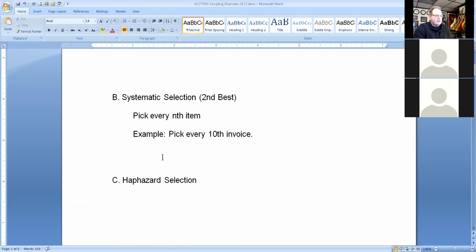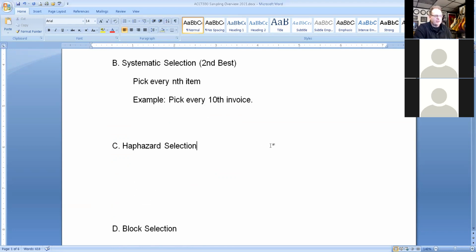Okay, these last two are what I would consider the not good ones. Haphazard selection. This is when you simply grab a selection from the population. So they'll say a drawer filled with files, you close your eyes and you pick 10 items out of the drawer. So you can imagine what might be some of the problems of doing that.